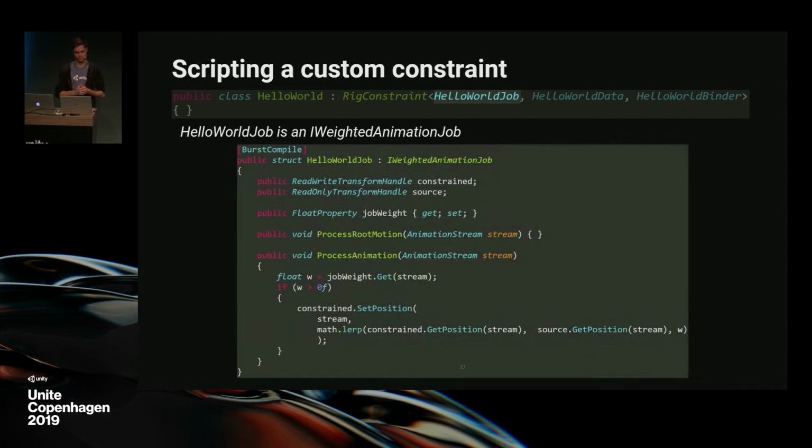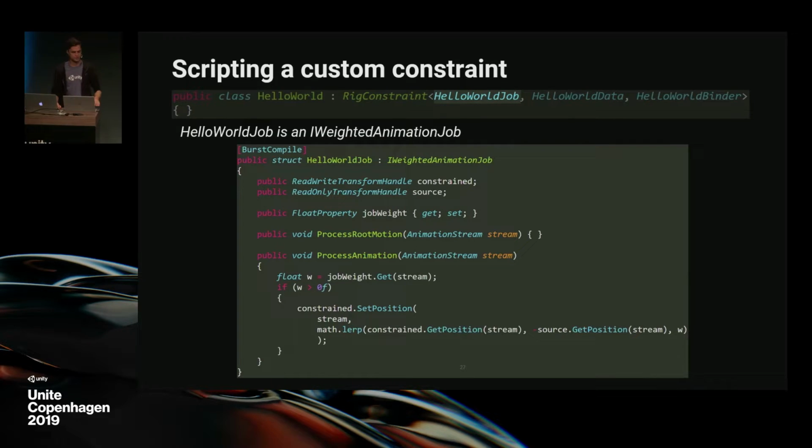So let's have a look at what the Hello World job looks like. Here we can see the code for a Hello World job. At the top, we have our 2 transform handles. Below that, we have our job weight property. And then there's the ProcessRootMotion function. You don't have to pay much attention to this, and we only need to implement this to be a valid animation job. The system doesn't make use of this in the animation rigging framework.